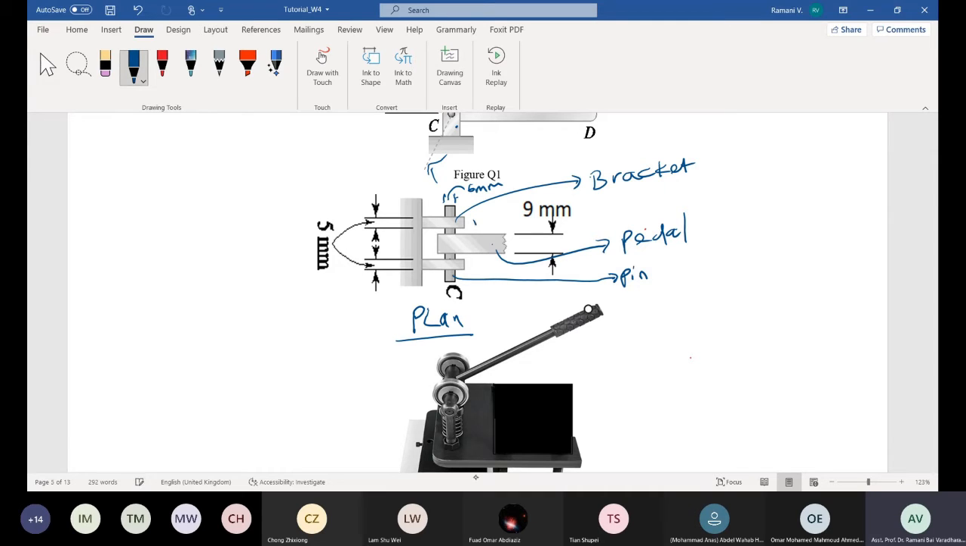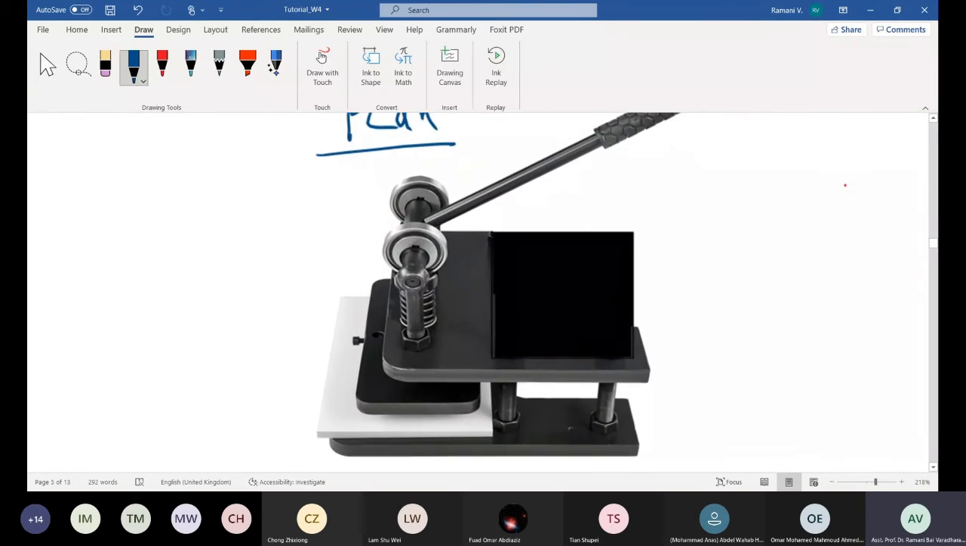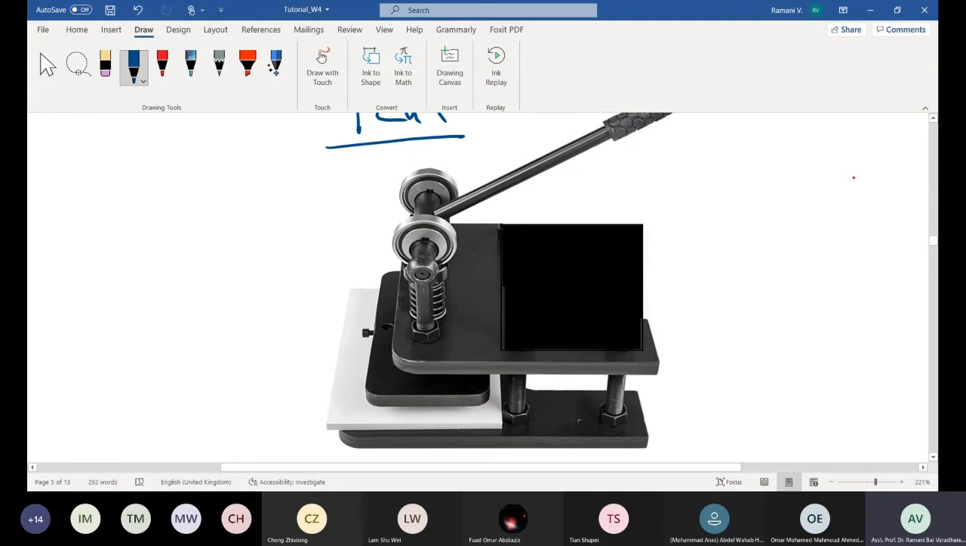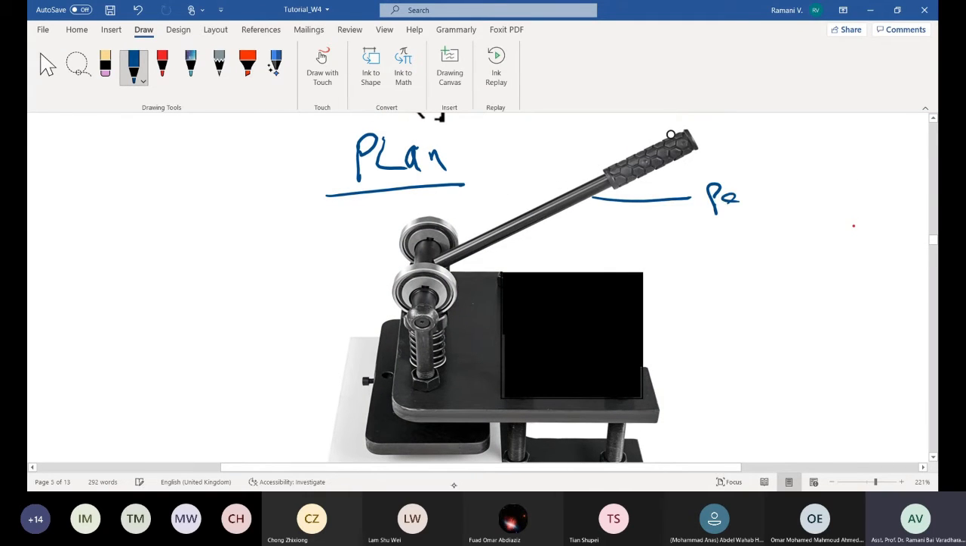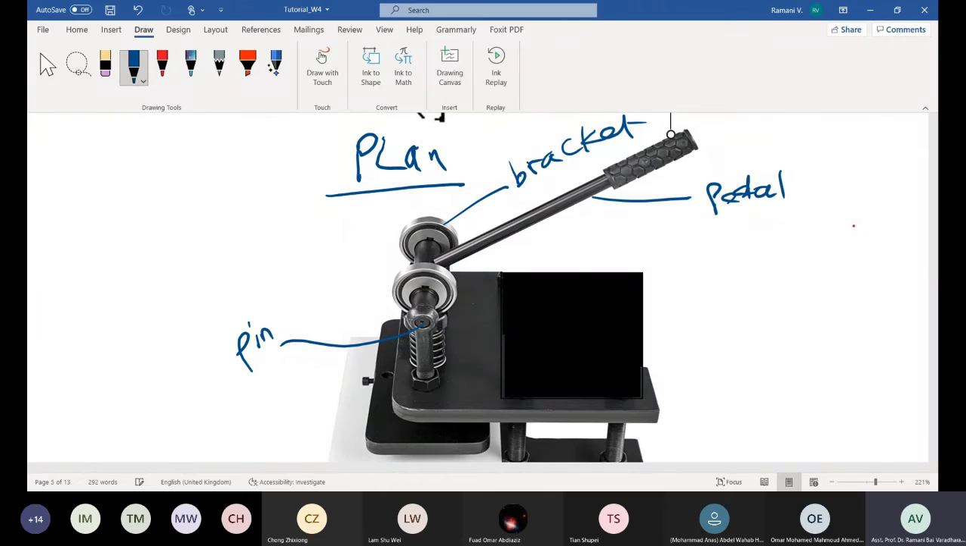Two brackets are there, first bracket and second bracket, and the pin on both sides. You have the pin with this arrangement. And mechanically, you can see the arrangement like this. See here, this is the pedal, the cutter with the knife. And this is the bracket. And this is the pin, right? Okay, they are using this instrument to cut.